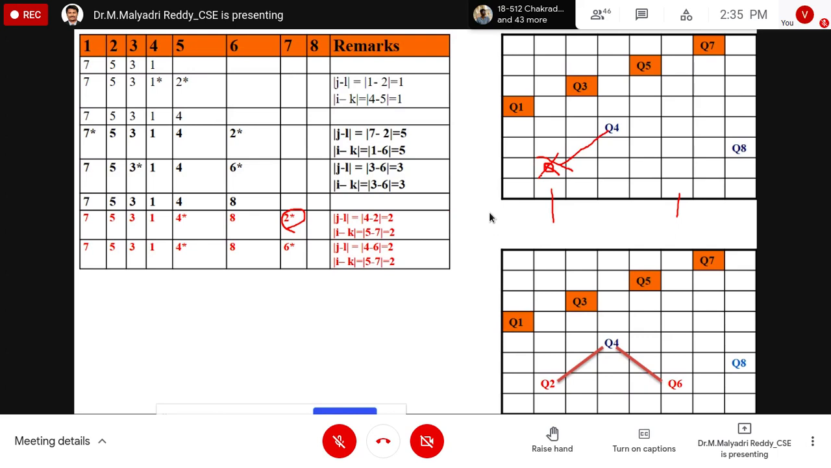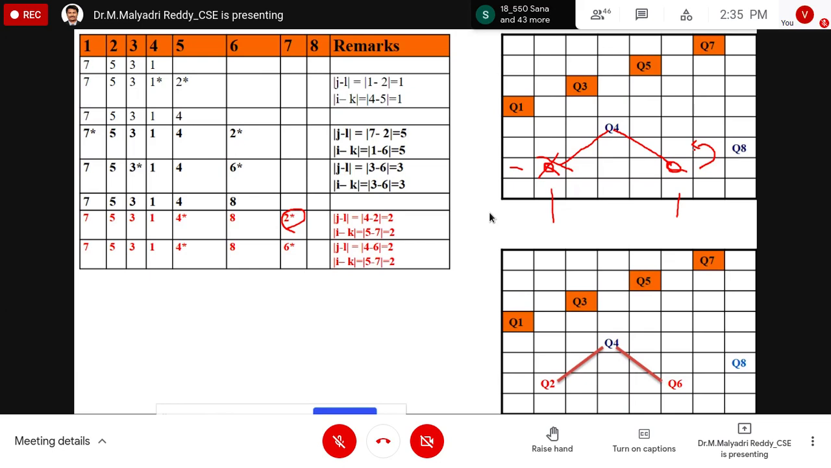Yes, sir. So the alternative is the Q6. Yes, Q6 also has the same issue with Q4. So that means for the 7th tuple there is no feasible solution to place the queen. So that means our solution is not suitable to give the complete solution. Yes, sir. So what do we have to do? Immediately we have to move to the previous position to change the previous queen.